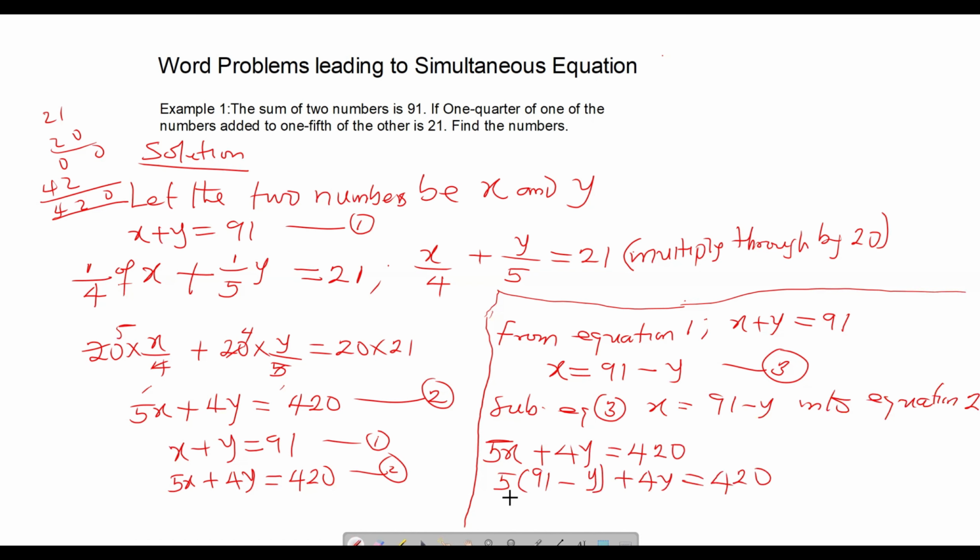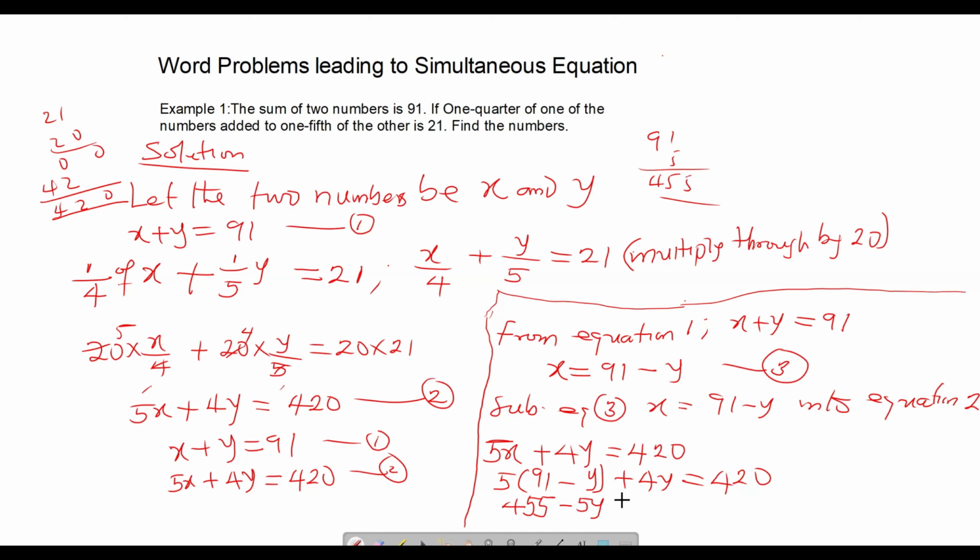Now let's open the bracket. 5 times 91: 9 times 5 is 45, and that will be 455. You can press your calculator for that.